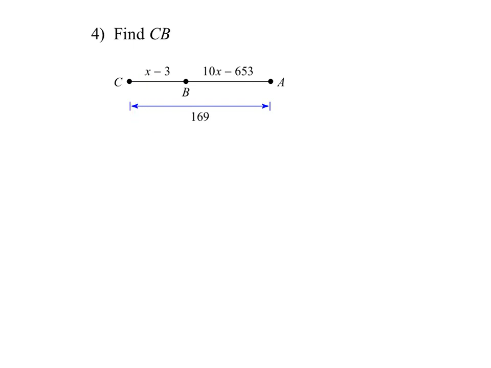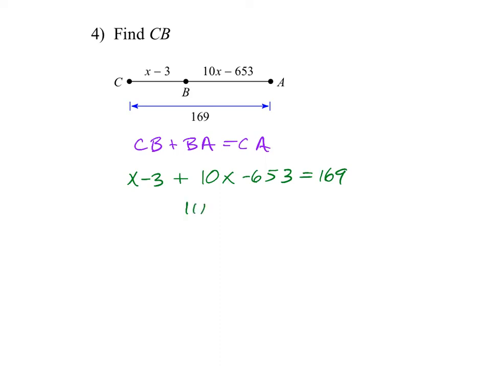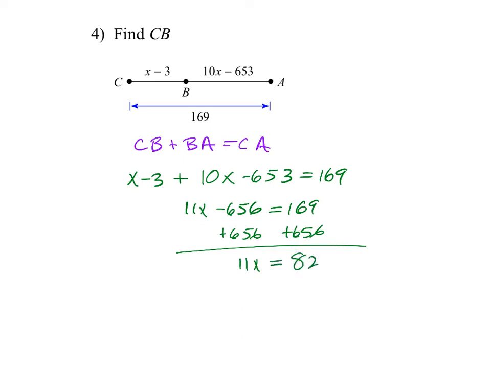Here I have CB plus BA equals CA. So I'm just going to plug in the information. So x minus 3 plus 10x minus 653 equals 169. So 11x minus 656 equals 169. I'm going to add 656 on both sides. 169 plus 656 equals 825, and I'm going to divide by 11. So x equals 75.